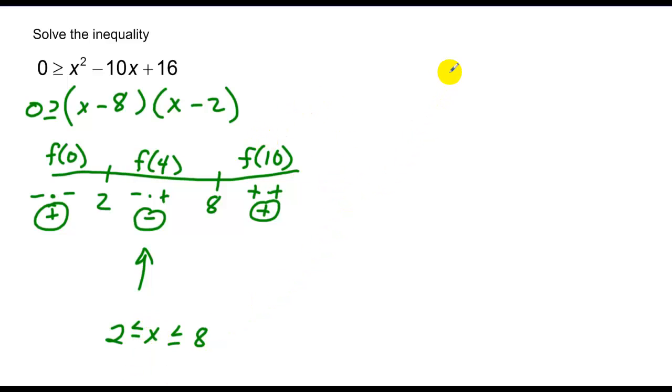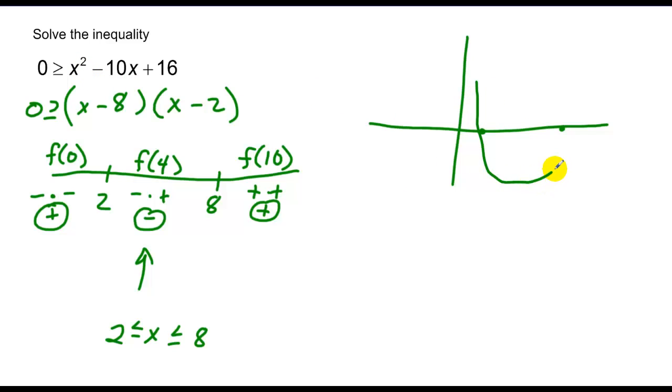If you look at a graph of this, once again, I know we said we weren't going to graph, but let's just peek. Here are my intercepts of 2 and 8. This is an upward opening parabola, or quadratic, whatever you want to call it. And if you look at where the y values are beneath the axis, they're in between 2 and 8.